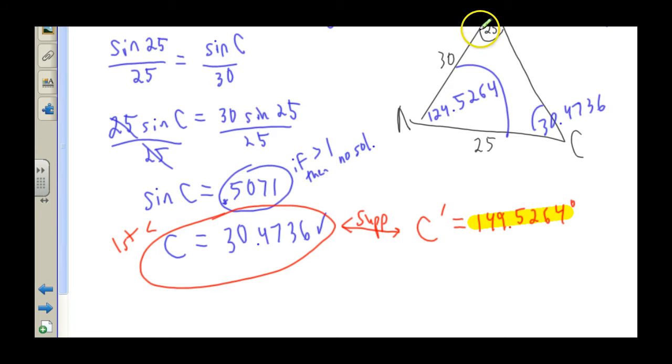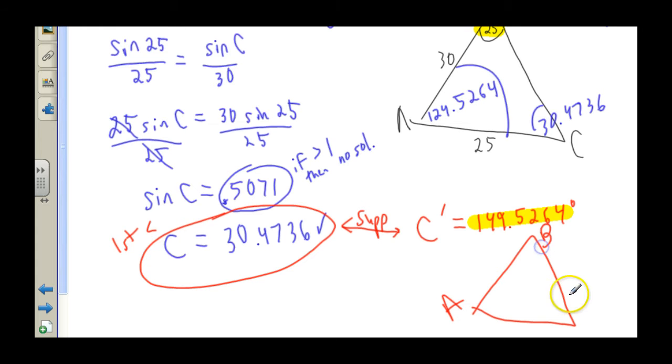And the thing you want to check here is, does this angle and the given angle, remember the given angle is 25 degrees, so it's 25 plus that, is that less than 180 or more than 180? So if you add those up, and they add up to less than 180, then we have a second triangle. So you really should draw a second triangle here.